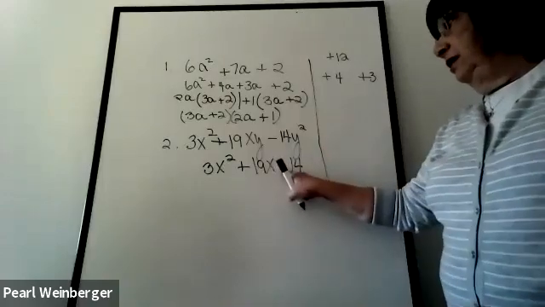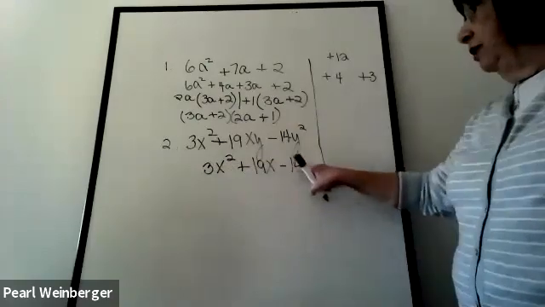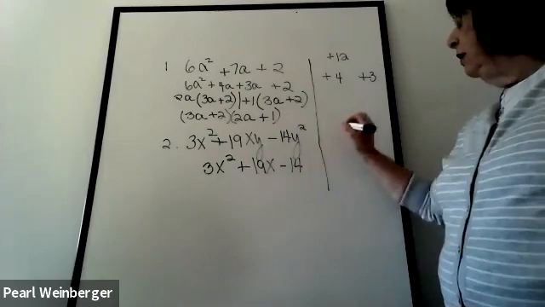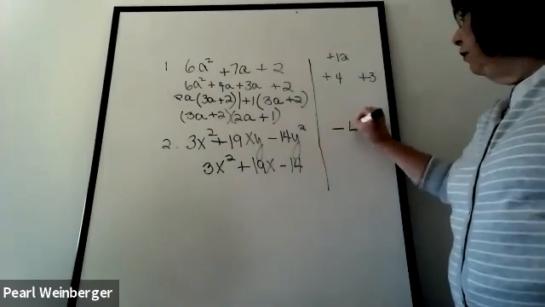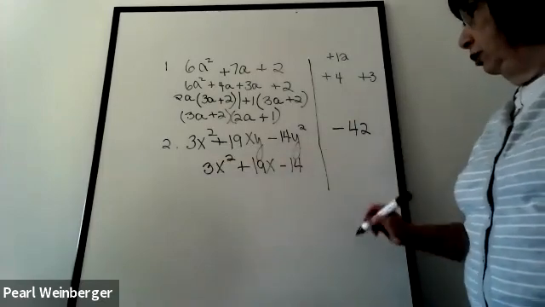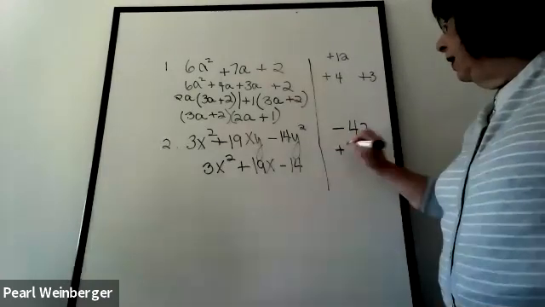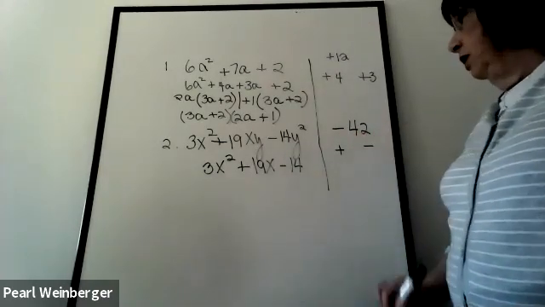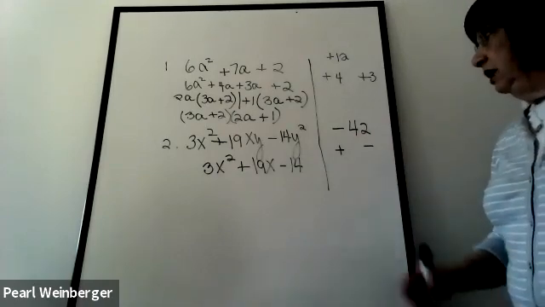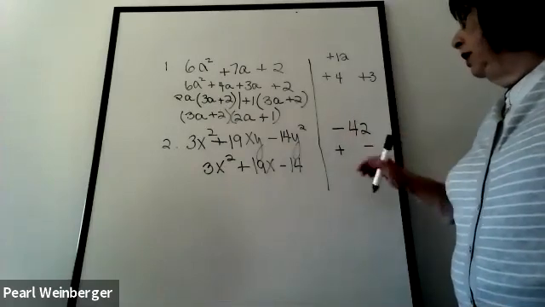Trying to factor this, I look at my numbers. First, there's no common factor, so I have to multiply the 3 times the negative 14, which gives me negative 42. The a times the c is negative 42. Now, first of all, the fact that it's negative means one number is going to be positive and one number is going to be negative. And we want to see what numbers actually multiply to 42.